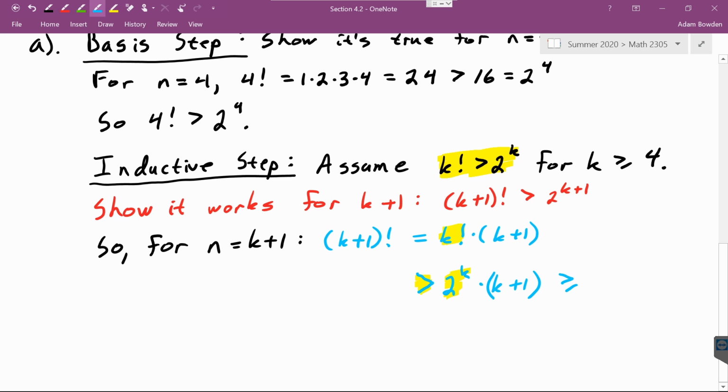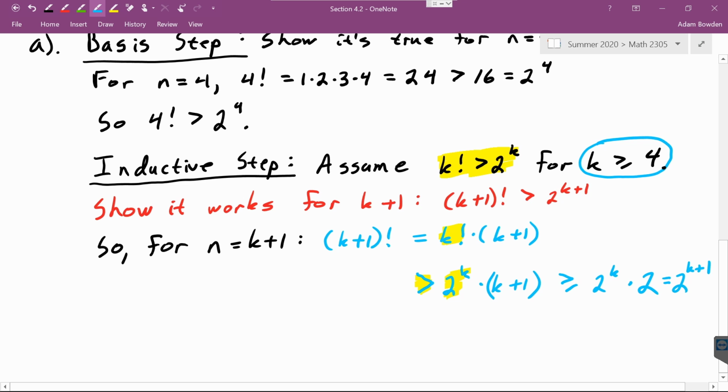So we know this is greater than or equal to 2 to the k times 2. The reason we can say that is that k plus 1 is starting from 4, so k starts from 4, so it's definitely bigger than 2. So we can put 2 there in its place and say it's greater than. But this 2 times 2 to the k power is the same thing as 2 to the k plus 1 power.